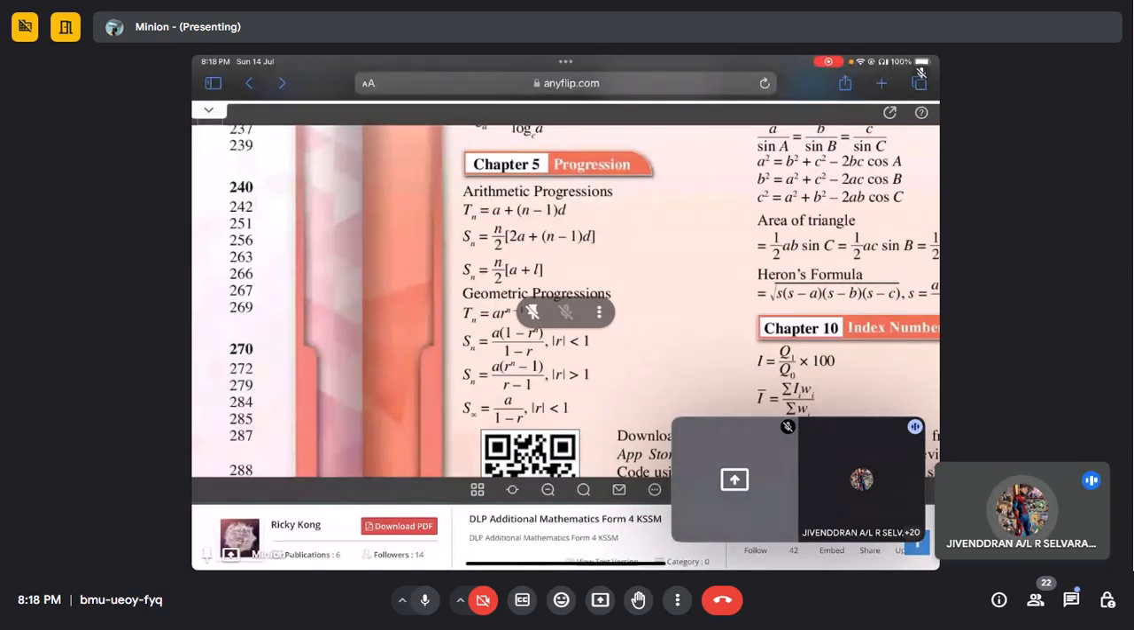Okay, the last formula is to find the sum to infinity, which is S infinity equals a over 1 minus r, and the value of r must be less than 1. So that's all the formulas in this chapter. Now let's go to the questions.